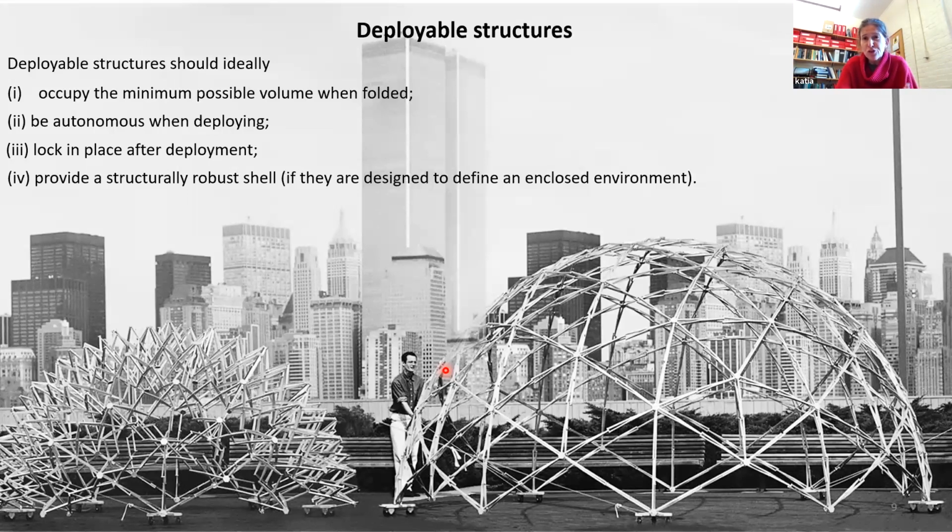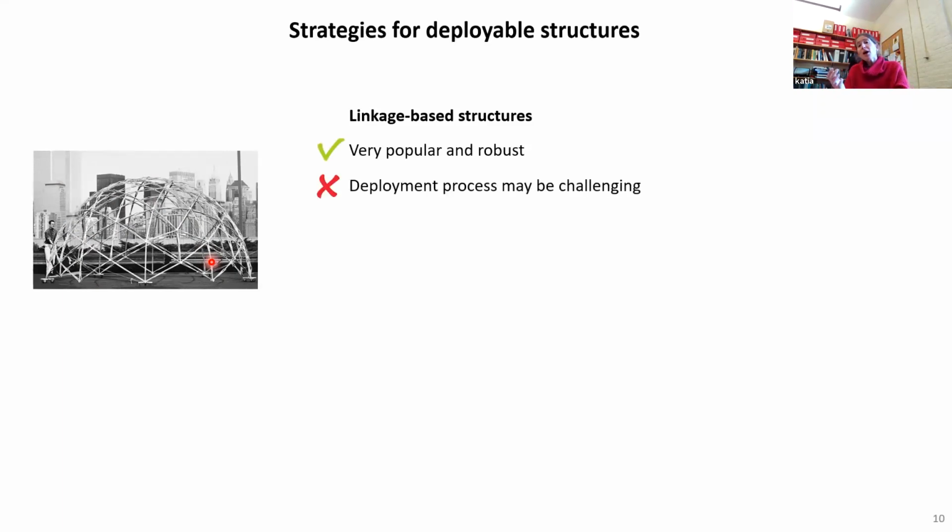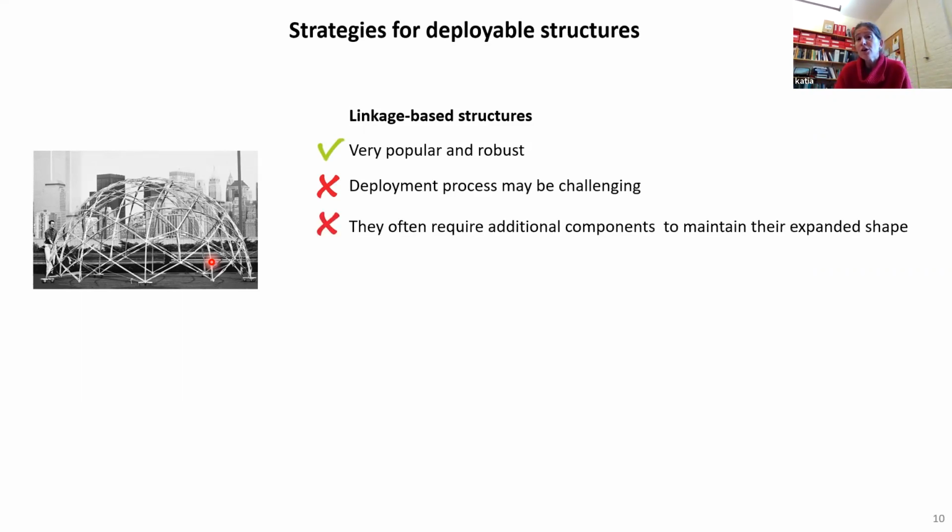All right, so in an attempt to realize structures that satisfy these requirements, two main strategies have been proposed. The first one is linkage-based structures, and this is an example in this picture here. These structures are very popular and robust. They comprise basically linkages connected by hinges. What are the issues with these structures? Well, first of all, the deployment process might be challenging. You need to synchronize many components. This is typically a challenge. And also, in order to keep them in the expanded configuration, typically they require additional components.